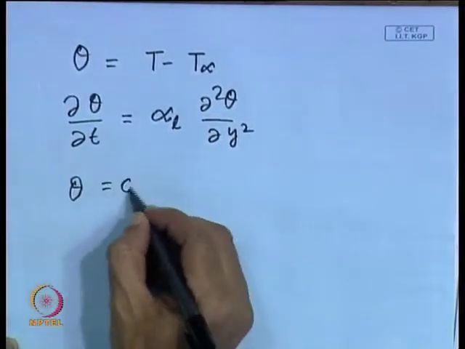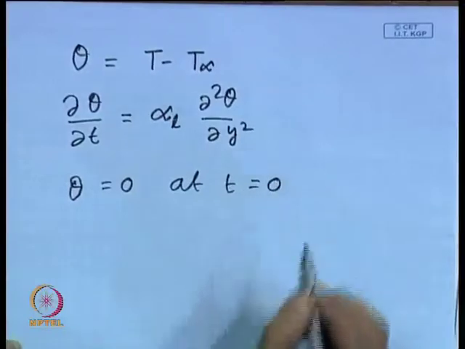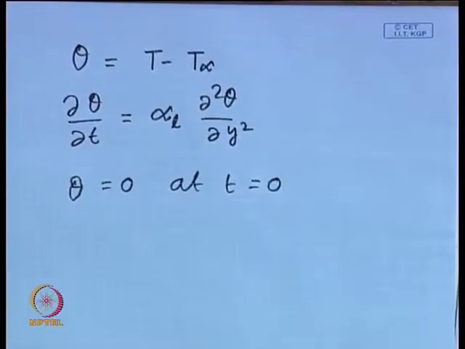Theta is equal to 0 at t is equal to 0. That is, just one bubble has left and that place, that vacuum place, has been replaced by colder liquid from the top, and the colder liquid is having a temperature of T infinity. So, that is why the non-dimensional temperature will be 0.